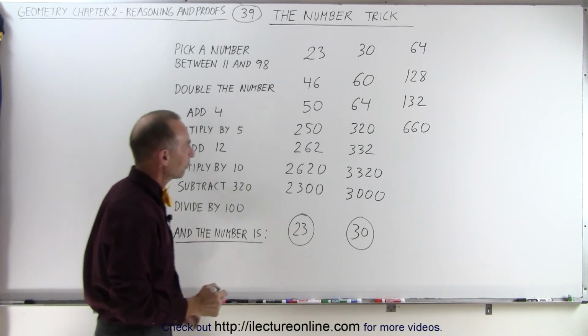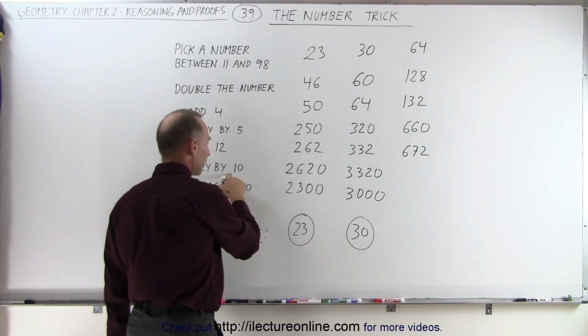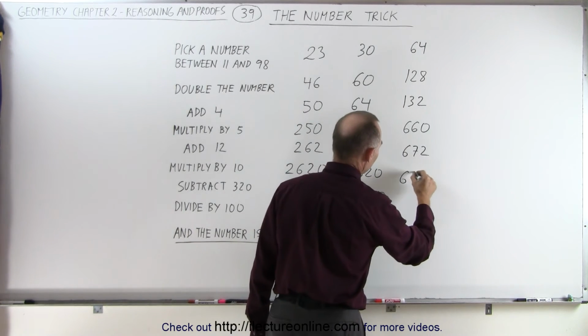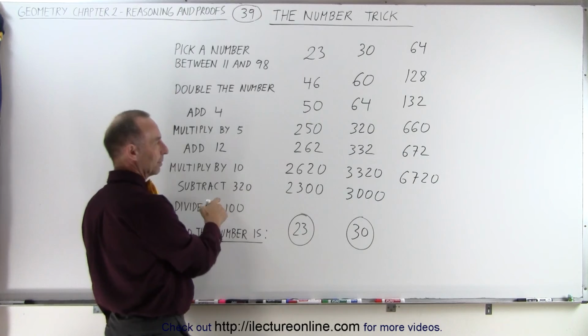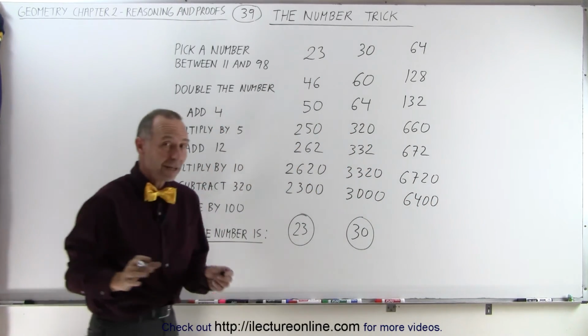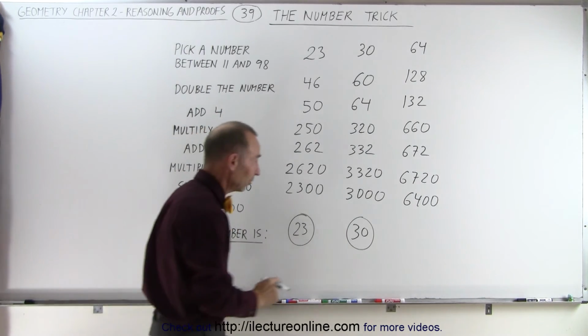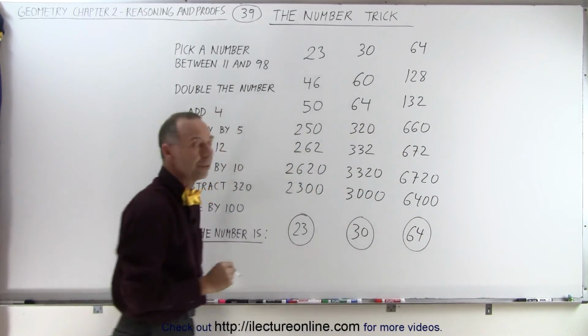Then we're going to add 12 to the number, which is 672. Then we're going to multiply that number by 10, which is 6,720. And then we're going to subtract 320 from it, which gives us 6,400. And then again, we're going to divide by 100, which means get rid of the last two zeros. And guess what? Again, you've got the right number.